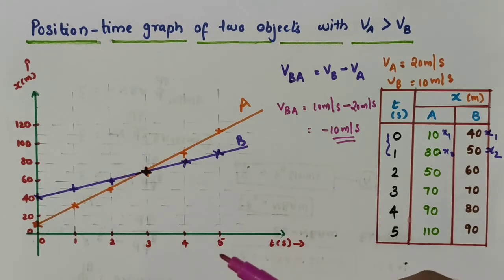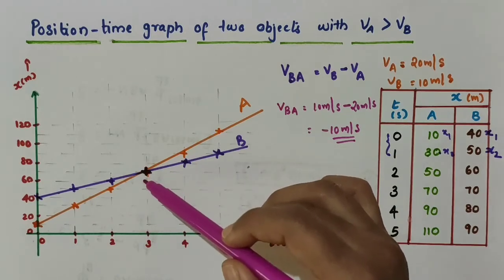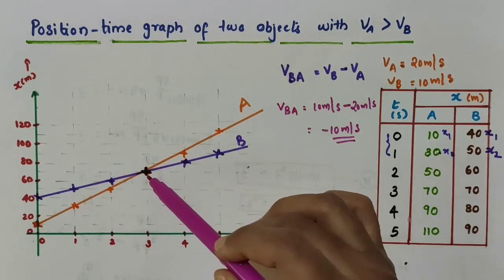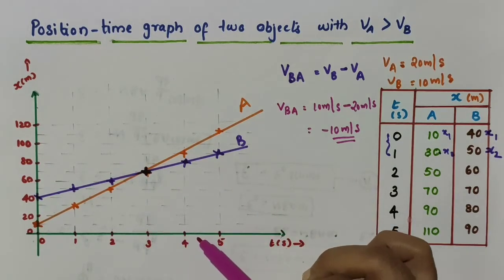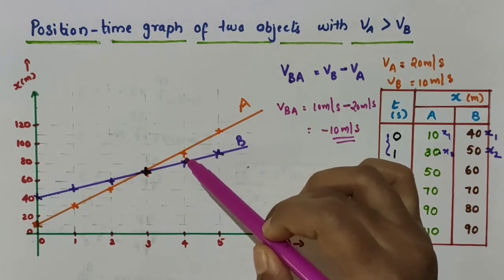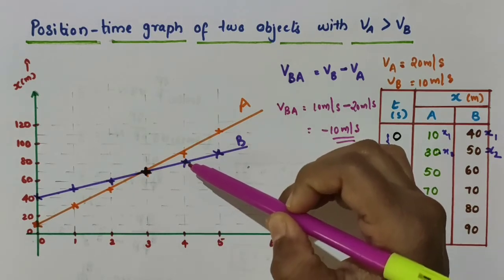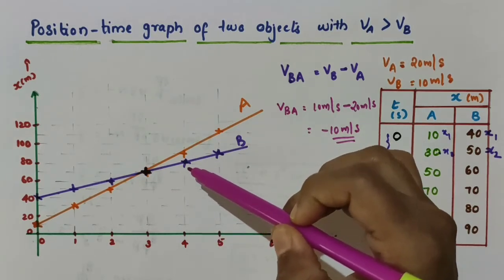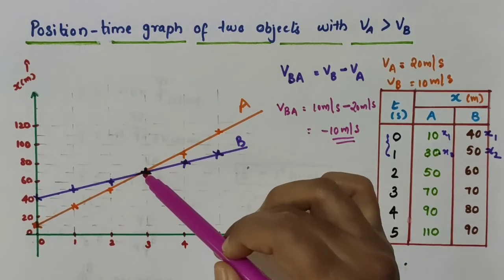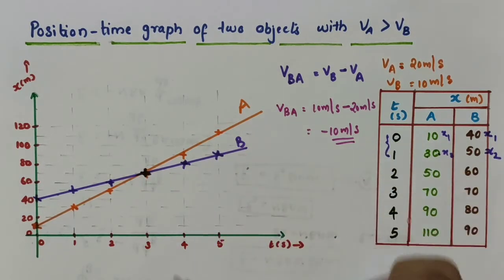So here you can see both these objects A and B meet at t equal to 3 seconds. That is, at this instant they both are at a position 70 meters from the origin. After that you can see in the 4th second, the position of A is 90 meters from the origin and the position of B is 80 meters from the origin. That is, A overtakes B at this time, t equal to 3 seconds. A overtakes B.